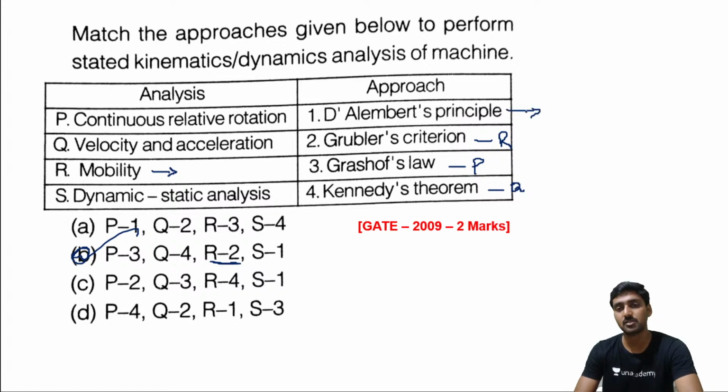Coming to the D'Alembert principle, sum of the inertia forces and all the external forces acting on the system must be equal to 0. And one more thing, inertial torques plus all the external torques acting upon the body is equal to 0. So here S is matched with 1. It's option B, direct 1. Is it clear? Next question.